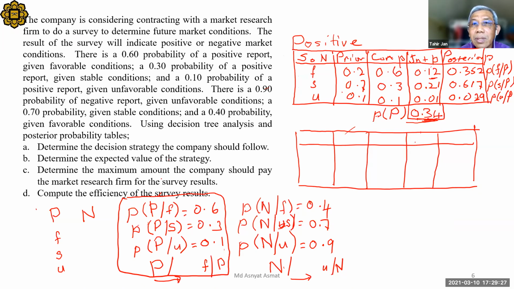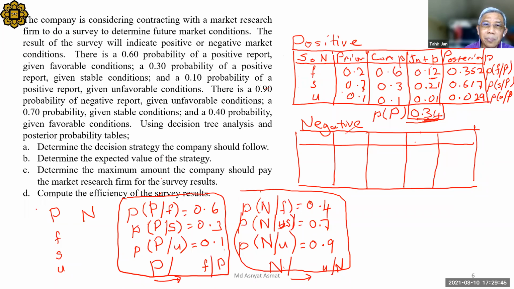So this is the probability. Now we are having a negative report. We are going to calculate the same one. We look at the lower one that I'm now boxing up. We use the same set of prior probability 0.2, 0.7, 0.1. This is states of nature, prior probability. Here is the conditional probability. Here is the joint probability. Here is the posterior probability.